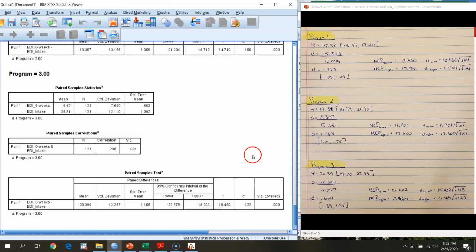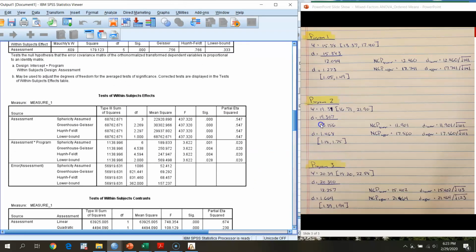But remember that our interaction effect says that program has an impact on the pattern of means over the course of intervention, right? So our question probably should be: is this what we're seeing? Are differences from pre to post contributing to this interaction?